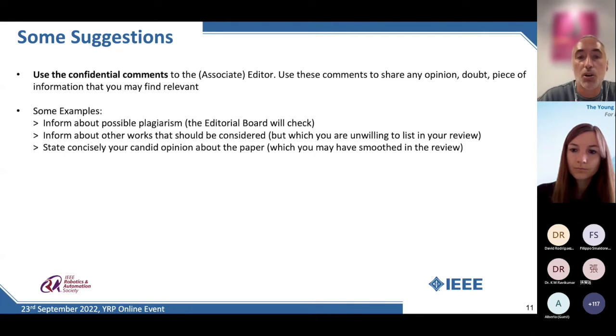Or another case, for example, you write a review in a nice, polite way, but at the end of the day, you have a very bad opinion about the paper, but you don't want to be too harsh in the review. So you can use the confidential comments to tell the editor, look, I wrote the review in a nice way, but anyway, I think that the paper is very weak for this and that reason. Okay? So anyway, I really encourage you to use these confidential comments.